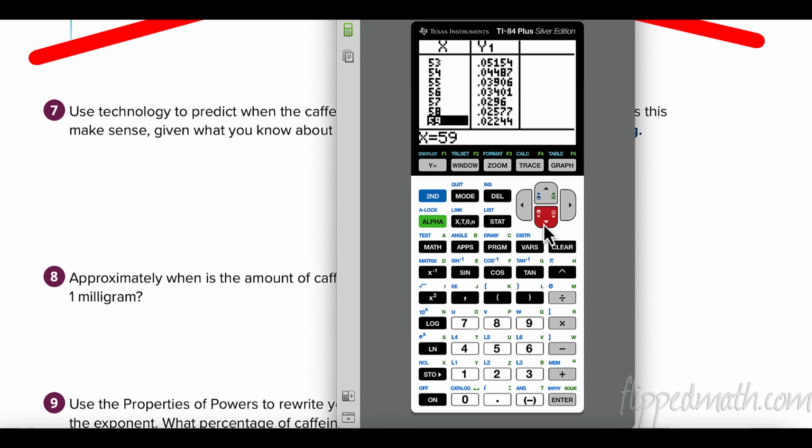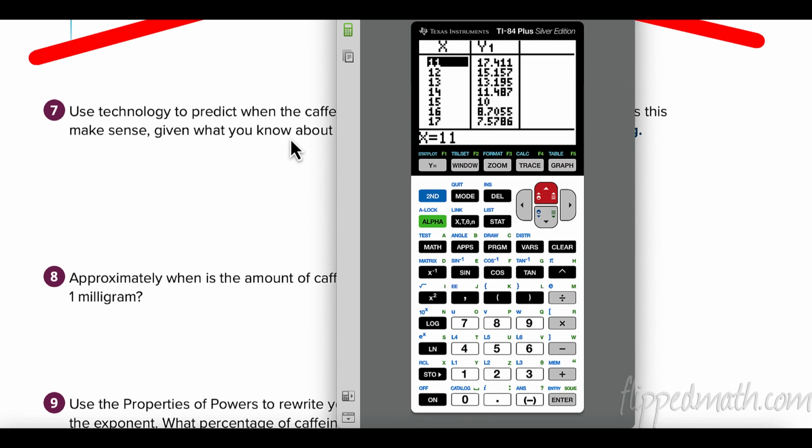Is it ever going to get to 0? There is no way it's ever going to get to 0, is it? Because when I take a half of something, it's always getting closer to 0. I'm halfway closer to 0, but I'll never actually get to 0. All right, so for number 7, we'll never actually get to 0 with this model.